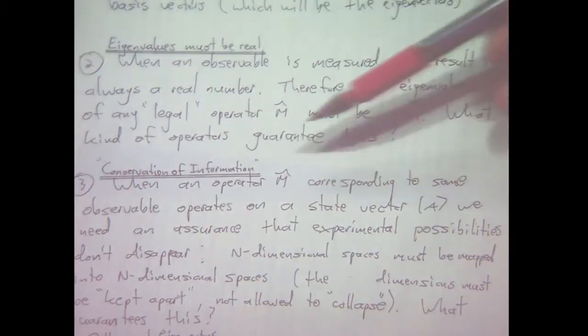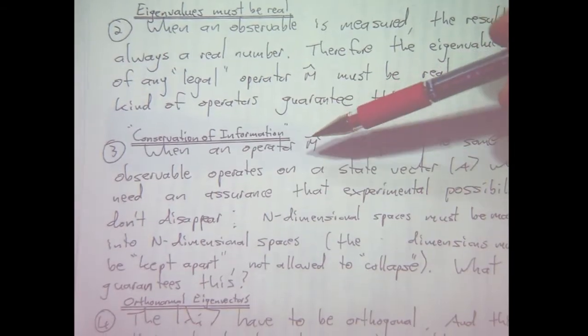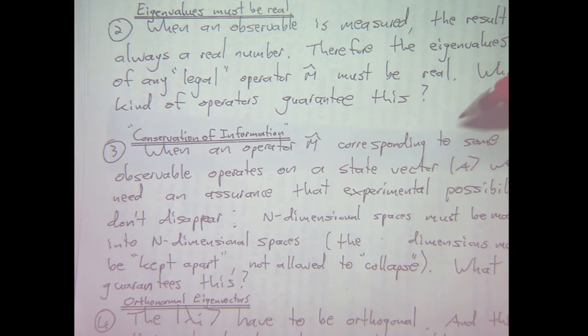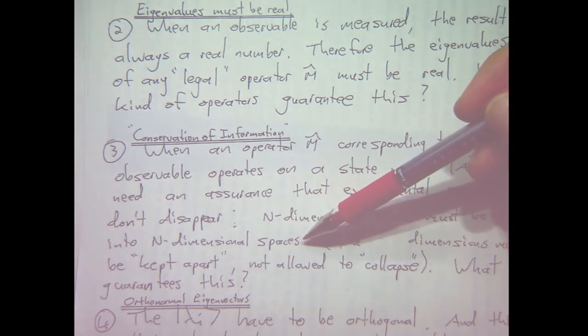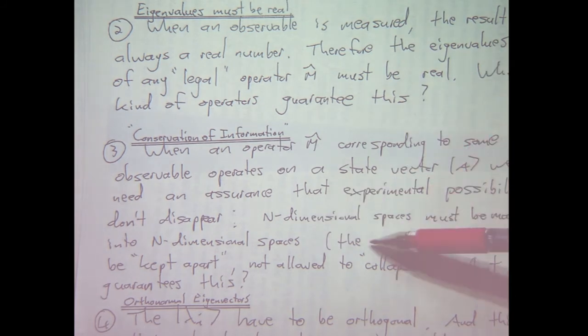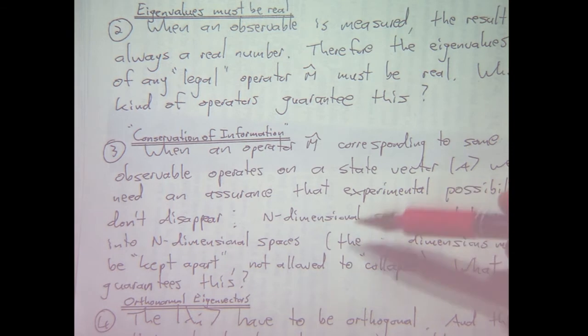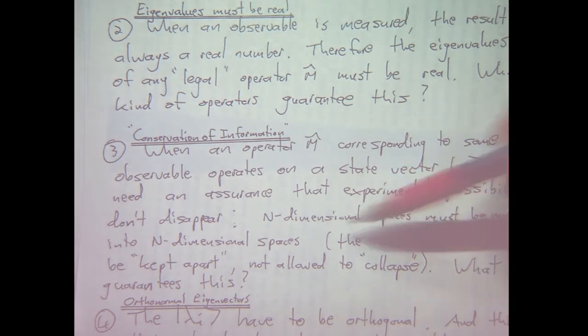Now, the third thing is something that Susskind calls conservation of information. When an operator corresponding to some observable operates on a state vector, we need an assurance that experimental possibilities don't disappear because the operator somehow zaps them out of existence. What that means is that n-dimensional spaces must be mapped into n-dimensional spaces. If you want to put it metaphorically, the dimensions must be kept apart, not allowed to collapse. So what guarantees this? Does anyone know offhand? What guarantees that a linear operator maps n-dimensional spaces into n-dimensional spaces?